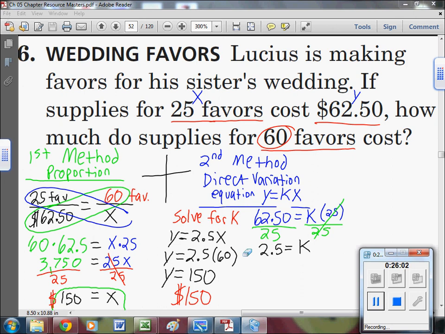So when you graph a direct variation equation, it's going to go through the origin like that. Or it could be going in the other direction and go through the origin. Pretend that one went through the origin. I know I missed. It would look like that.